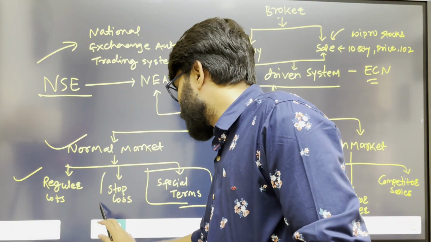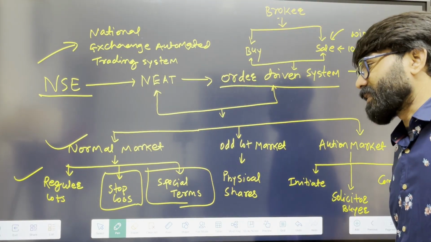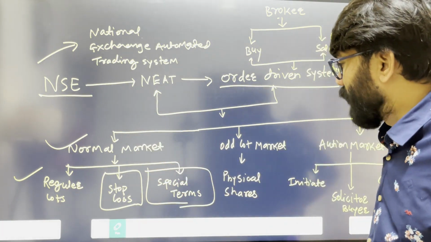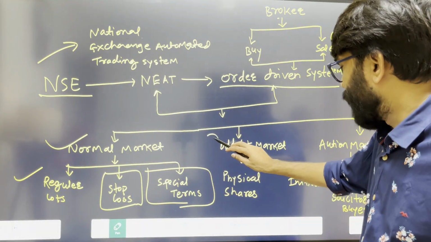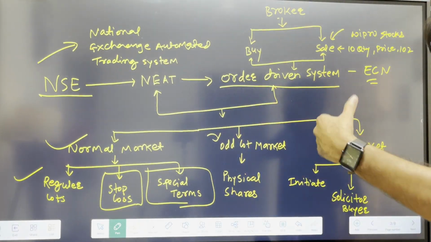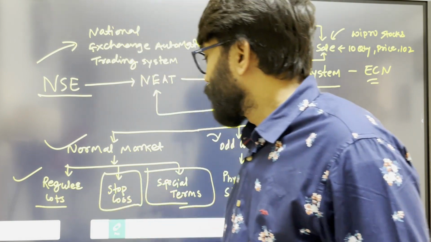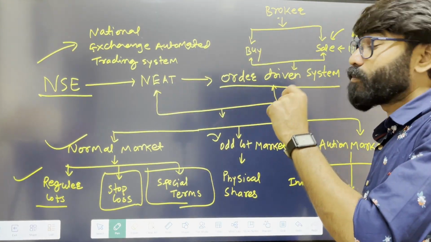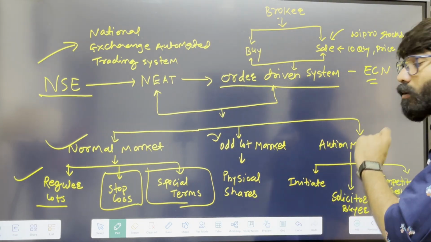And the third portion is if you want to send the order with stop loss, or if you want to buy and sell the securities with stop loss. So those terms come under the normal market. Apart from the normal market, you would see the odd lot market as well. Odd lot market means if you see any security that is not part of the normal market, then that security comes under the odd lot market.